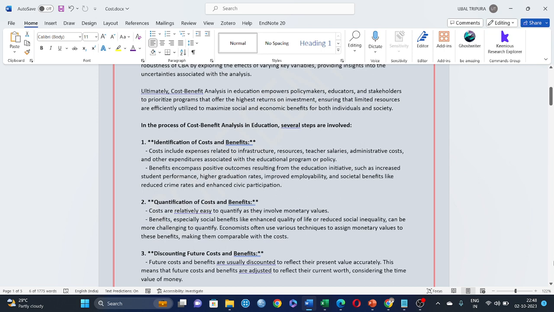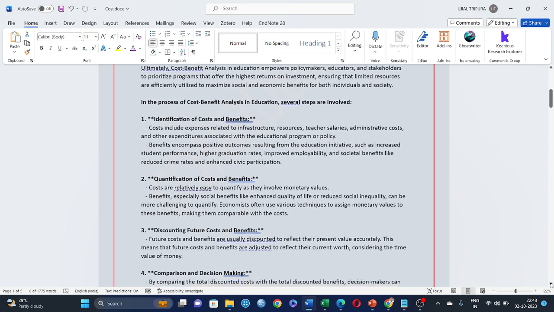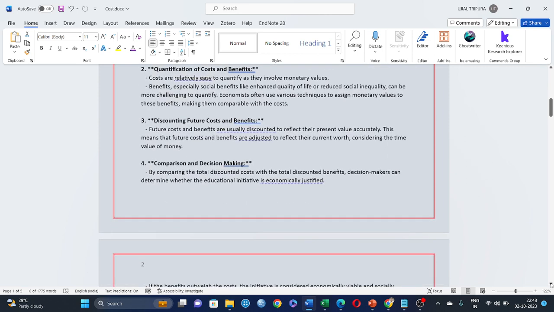This makes the benefits comparable with the costs. Then discounting future costs is very important for the future: how much will be expended and what should be the benefit. Next is comparison and decision making. There has to be a comparison of discounted costs and how much the benefit will be, and it should be evaluated.